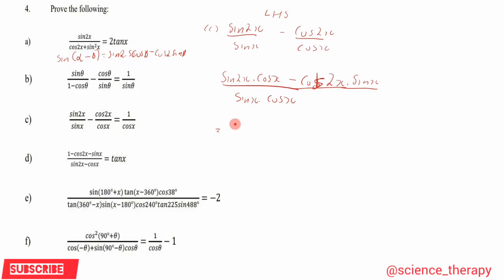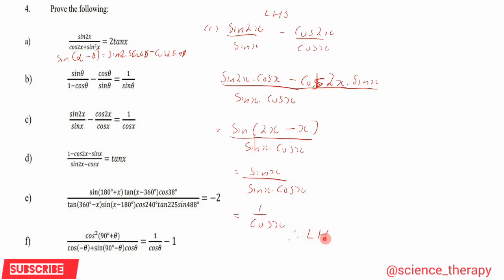So that means we have sine 2x. So this becomes more like our angle alpha, and this is our angle beta. So we have that minus x over sine x cos x. Now what is 2x minus x? That will give us sine x, and then over sine x cos x. Now we can see that sine x and sine x can divide out. Therefore left hand side is equal to right hand side.